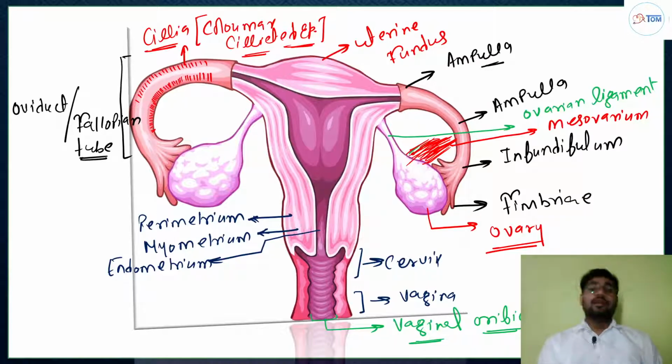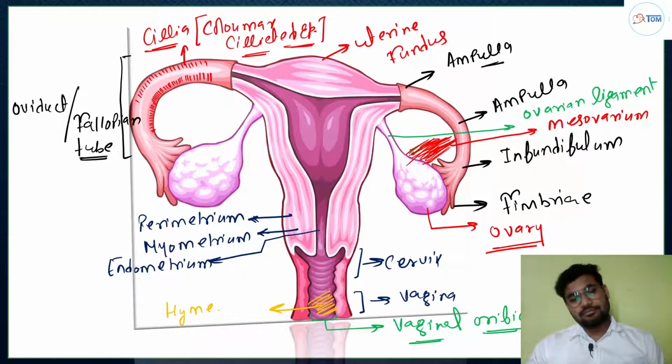Right everyone, one more thing. We will discuss the vulva as a separate structure, but let me tell you one thing, and then we will go into more detail there. This vagina is covered by a thin membranous structure that is called hymen. So this thin membranous structure which covers the vagina is called hymen. Hymen is intact in a virgin female.